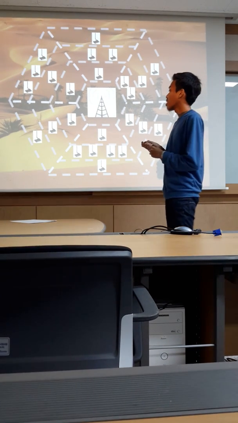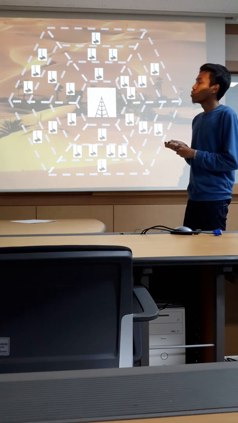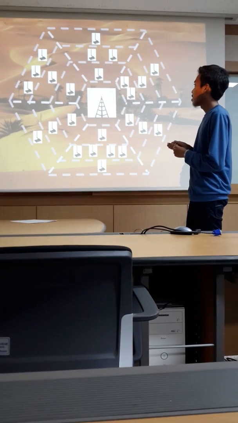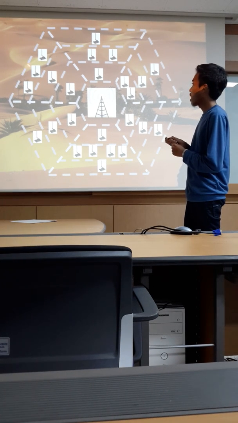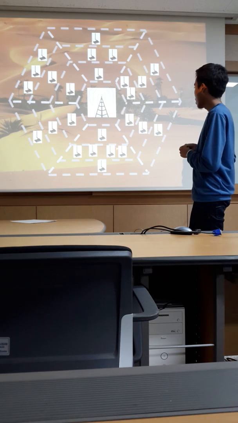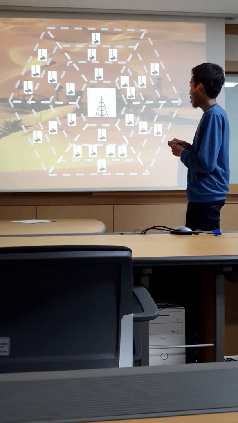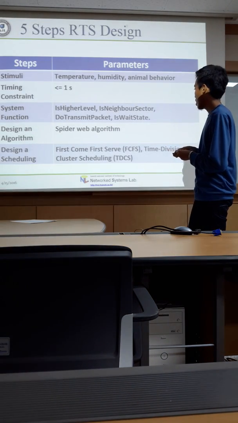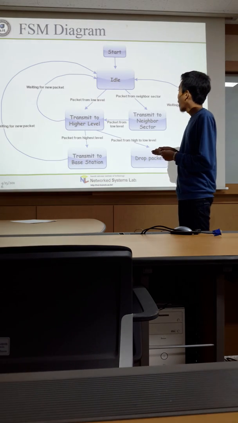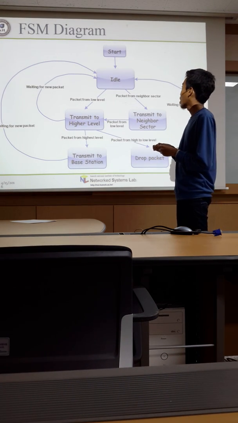The reason is that it will help to avoid a collision between clusters. So in this case, I consider that this is 1 cluster, and then this is 1 cluster. This is 1 cluster, and to avoid the collision in each cluster, I can use TDCS scheduling. And next, this is the FSM diagram.